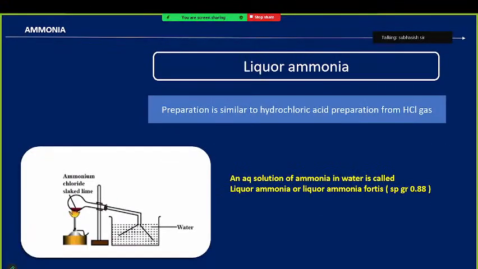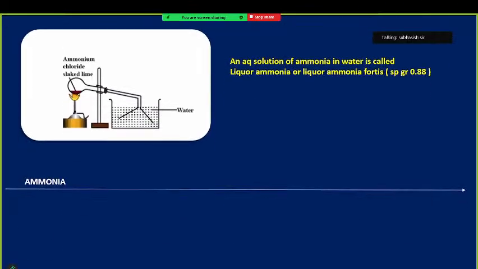What is liquor ammonia? Liquor ammonia is the aqueous solution of ammonia. It's called liquor ammonia fortis, which has a specific gravity of 0.88. The process of dissolution of ammonia gas is similar to that of HCl, where the special funnel arrangement is used. Already we have mentioned it in the case of HCl.